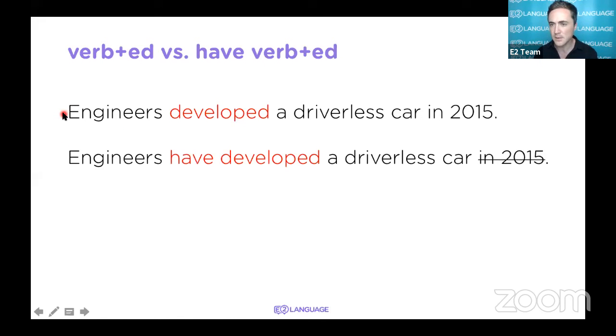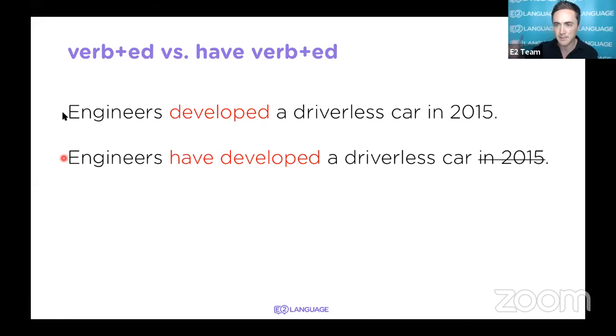Well, first of all, usually this past fact verb will come with a precise time, like 2015. Engineers developed a driverless car in 2015 because it's a past fact. It happened at a specific time. This one, you cannot use a precise time. Engineers have developed a driverless car in 2015 is wrong. It just feels wrong because you're not talking about a fact. It has a different purpose, this verb.